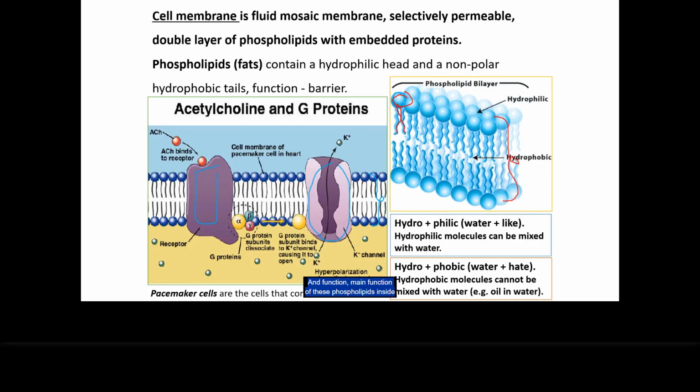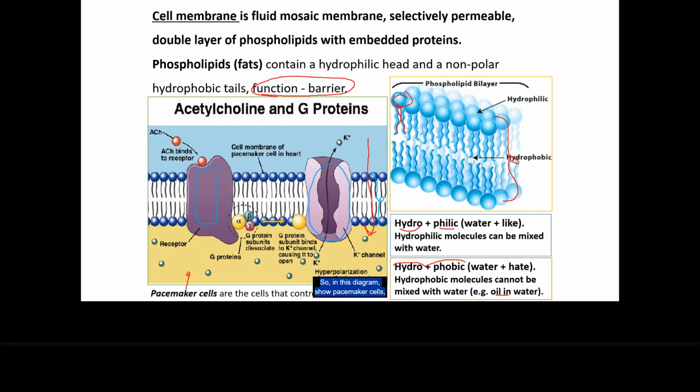And the main function of these phospholipids inside of the cell membrane is a barrier. They create barriers, so it's not easy for everything to penetrate inside of the cell. And again, hydro means water-philic, water-like molecules that could be mixed with water, and hydrophobic ones do not like water, hate water, so they cannot usually easily mix with water. For example, vegetable oil or butter in water.